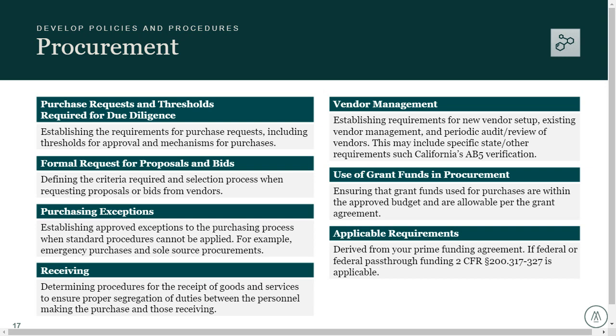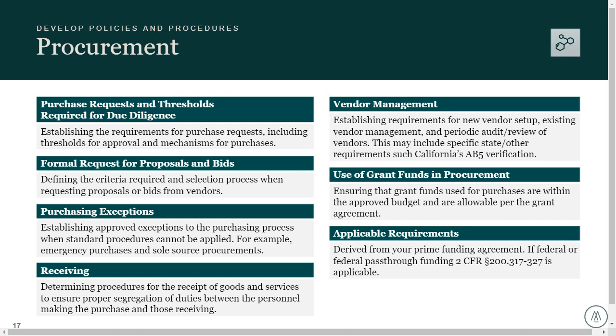Additionally, if you live in the state of California or you operate out of the state of California, the AB5 verification is a new law and requirement that you need to be mindful of that tells you you need to go through a review process to identify if it's a contractor or a potential employment relationship.